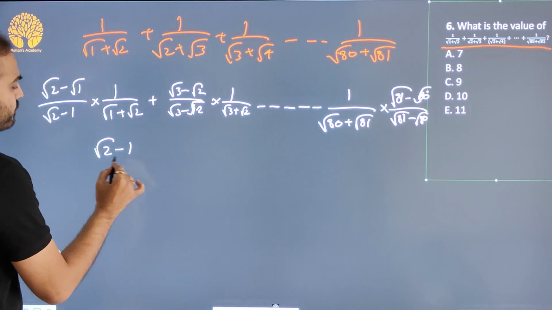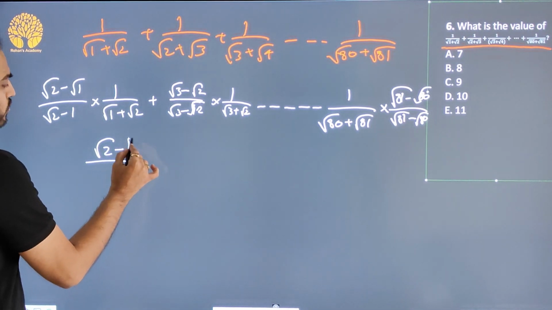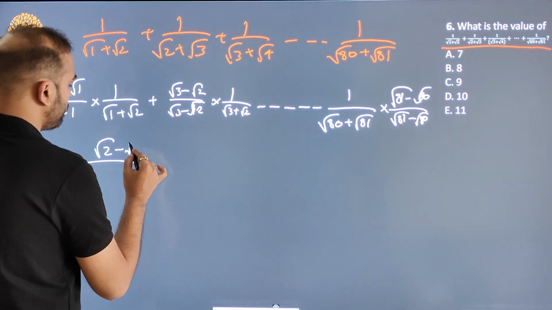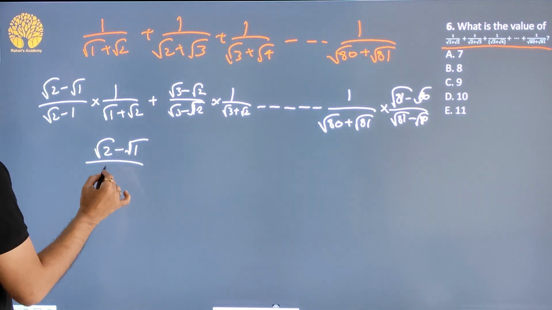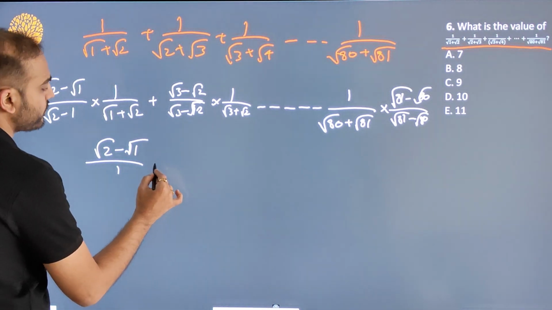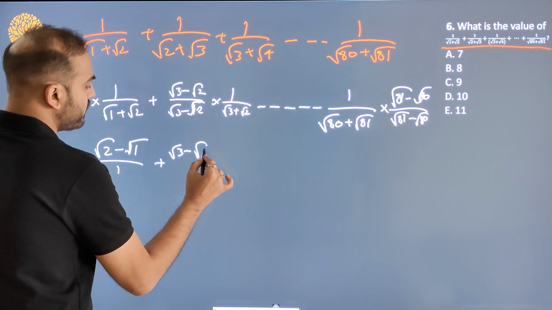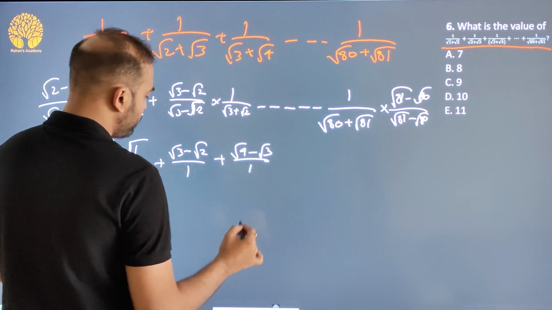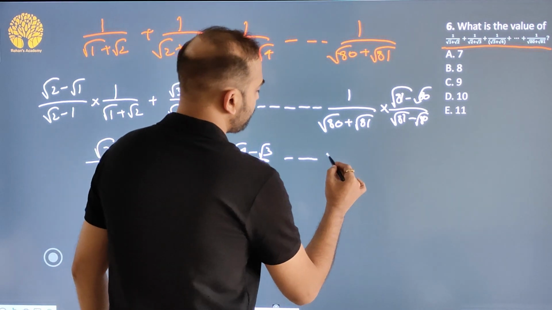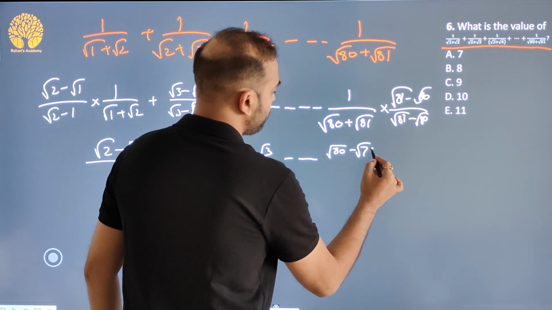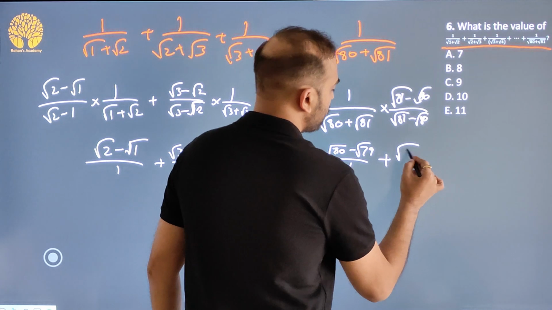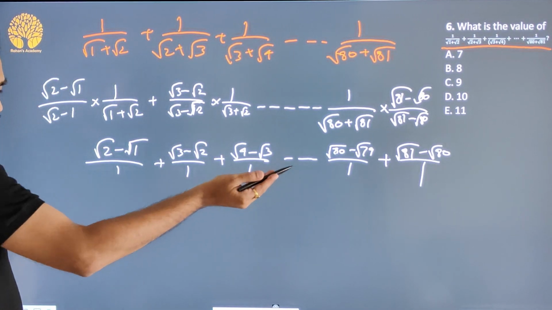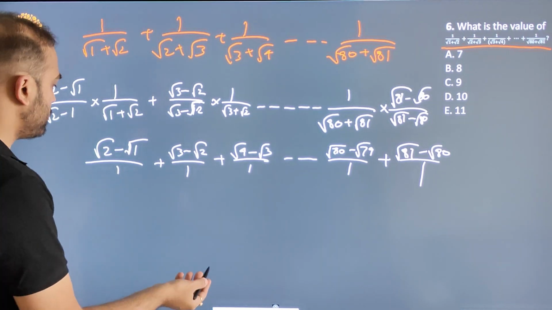Now, root 2 minus root 1. Root 2 minus root 1, which if you see is 1 only, over 2 minus 1, which is 1, plus root 3 minus root 2 over 1, plus root 4 minus root 3. If you see the pattern, root 80 minus root 79 by 1 plus root 81 minus root 80 by 1. Okay, the common LCM is 1, or 1 is not even in the denominator.